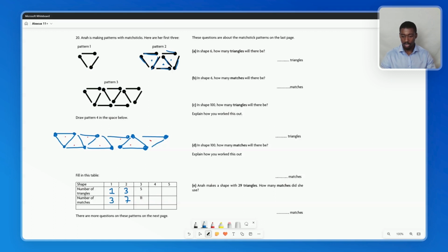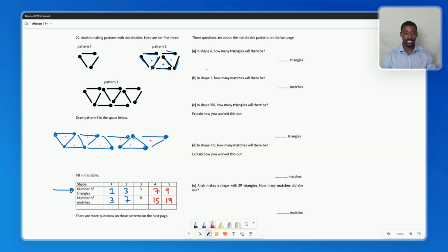Well, let's look for the pattern within the patterns. Number of triangles, 1, 3, I'll put it in red. 1, 3, 5, something, something. It's going up by 2 every single time. As we already said with the number of triangles, every single time we increase and go to the next pattern, the number of triangles increases by 2. So 7, 9. Number of matches. Well, here we're going up by 4 each time. So it seems like this should be 15 and then 19 because the number of matches are going up by 4. Okay, now we've done that, let's answer this question or these questions.